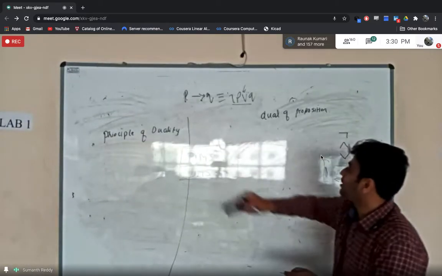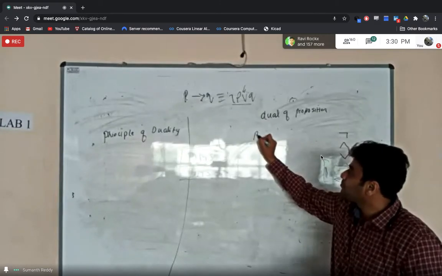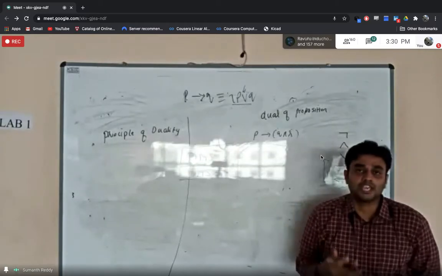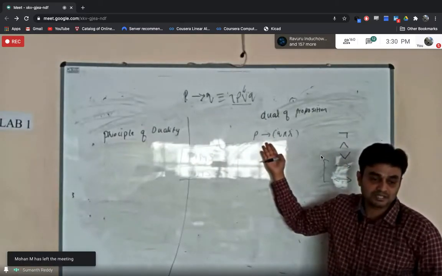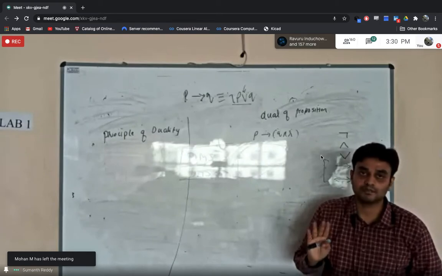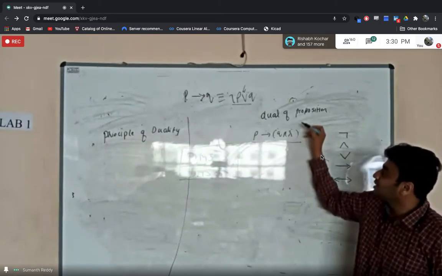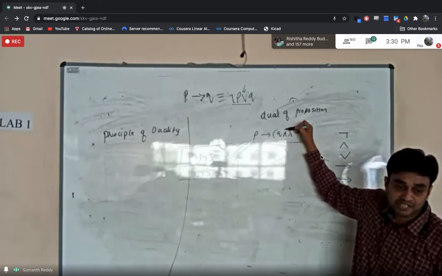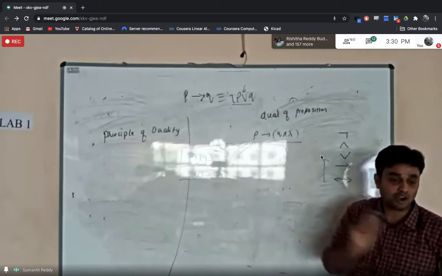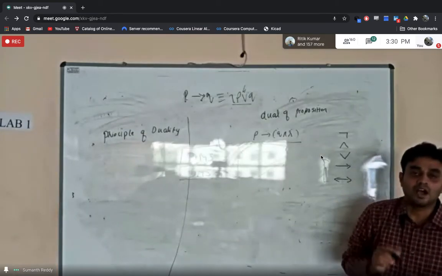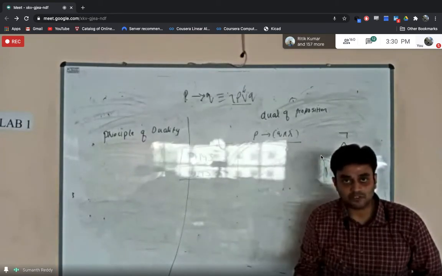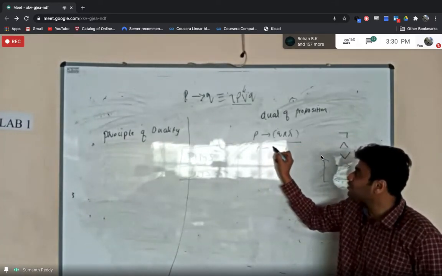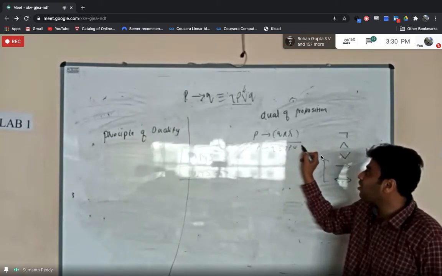Say I have a compound proposition P implies (Q and R). If you ask me to write the dual of this, I cannot find it directly, because this compound proposition does not have only simple connectives. Along with the simple connective conjunction, it also has a conditional. That should not happen. First of all, I have to simplify this. How to simplify it? We already know the formula. This is in the form of P implies Q, which is the same as negation of P or Q.